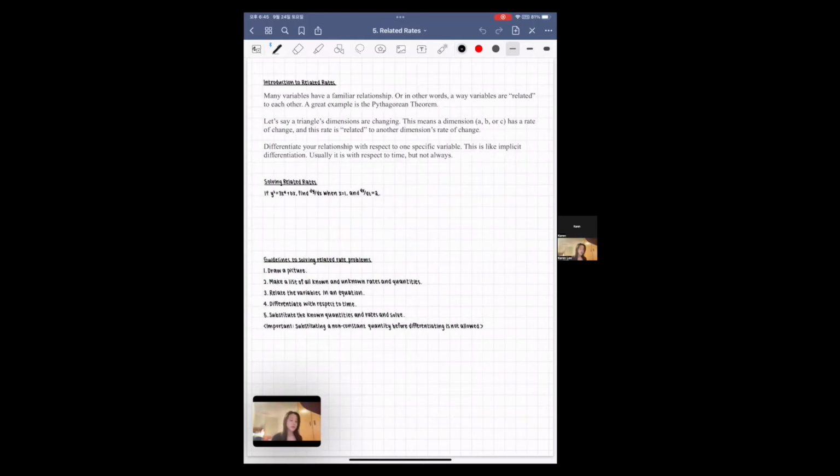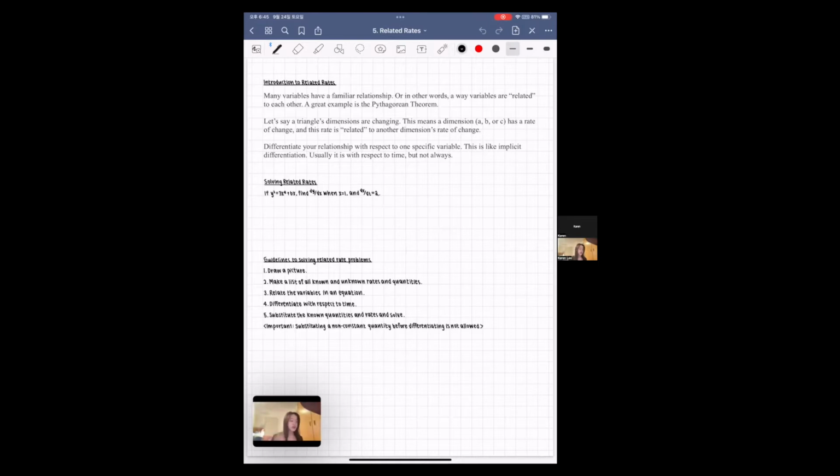First, what is related rates? Many variables have a familiar relationship, or in other words, a way variables are related to each other. A great example is the Pythagorean theorem, as variables are related to each other to find the existence of another variable. Let's say a triangle's dimensions are changing. This means that a dimension, A, B, or C, has a rate of change, and this rate is related to another dimension's rate of change.